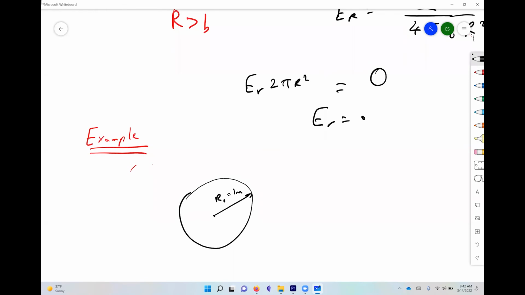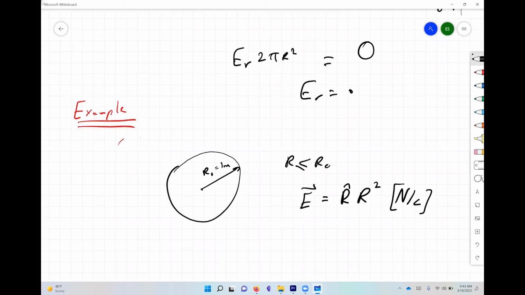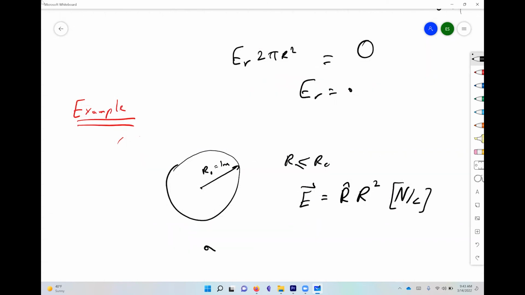This produces an electric field intensity inside the cloud. So for r less than R0, let's say the field is known. Someone gives you the field. Someone went into the cloud in an airplane and measured the field everywhere, and it turns out E equals r hat r squared, in newtons per coulomb. So the question is, knowing the field, can we know the total charge in the cloud?